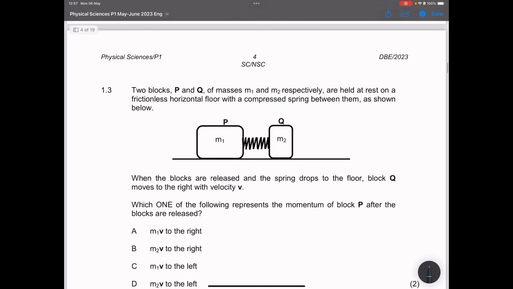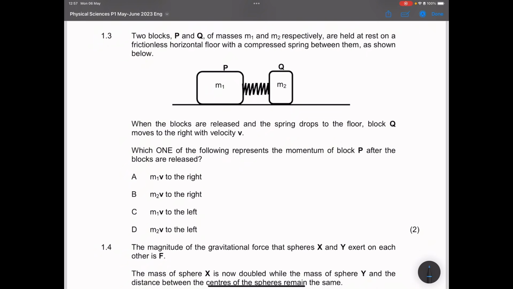And so the next question, they say two blocks P and Q of masses M1 and M2 respectively are held at rest on a frictionless horizontal floor with a compressed spring between them, as shown below. They say when the blocks are released and the spring drops to the floor, block Q moves to the right with a velocity V. And they say which one of the following represents the momentum of block P after the blocks are released. Now I want you to note, ladies and gents, firstly, block Q will have a momentum of M2 multiplied by V, if we consider that to be a positive direction.